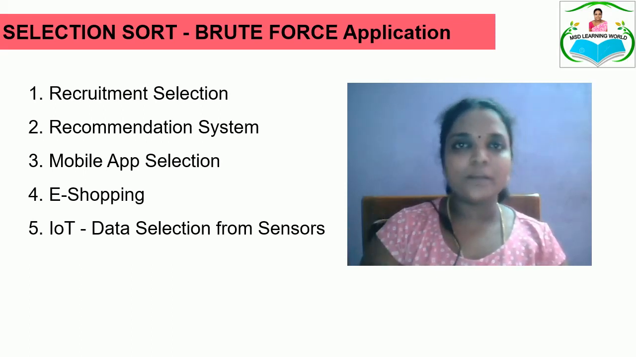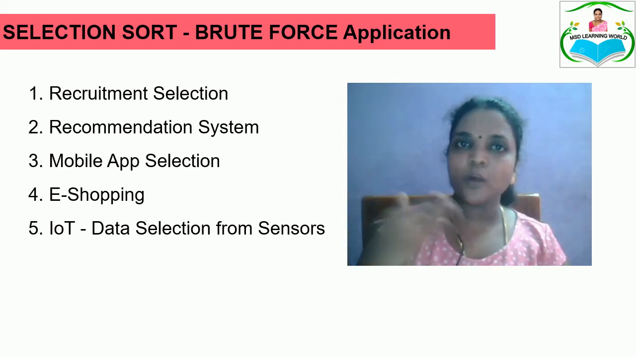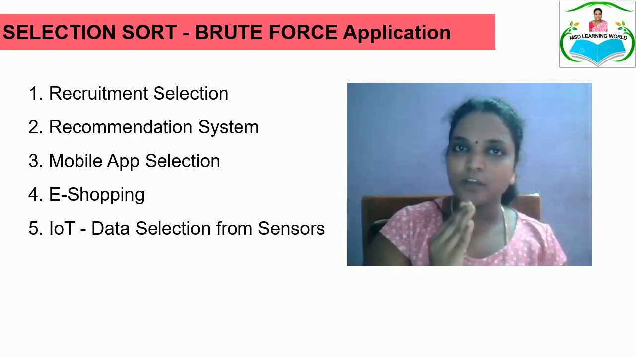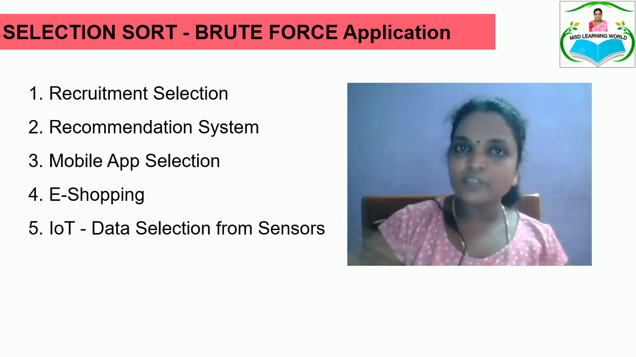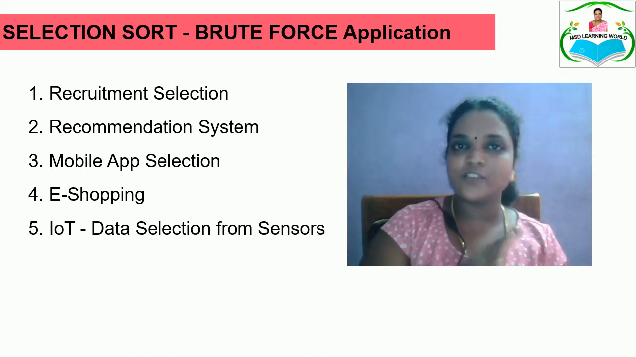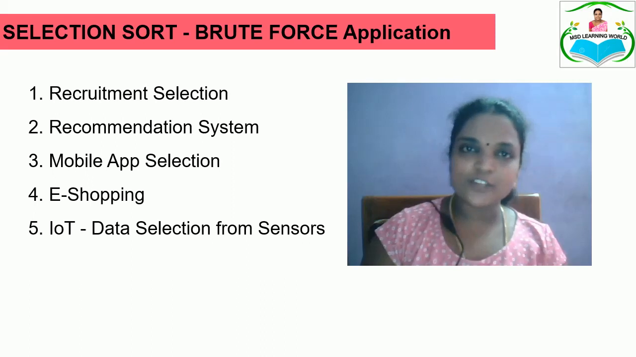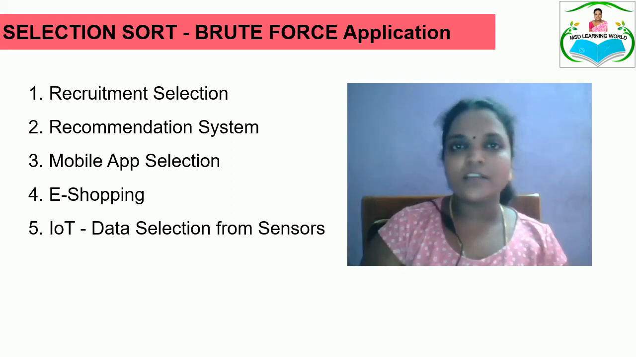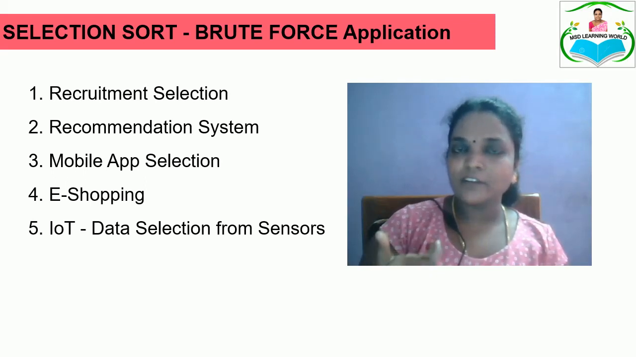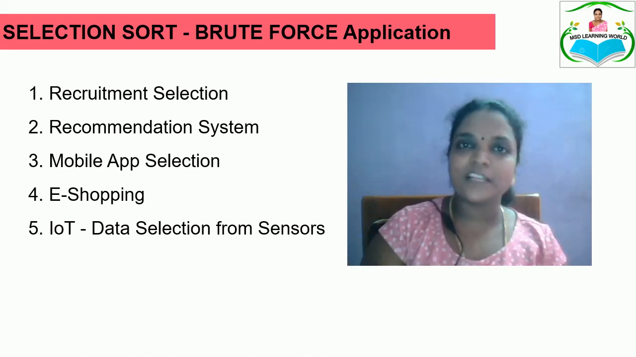When you take an e-shopping application, when you take Amazon, suppose you give the query that you want to buy a shirt between the range 200 to 800 rupees. So, there comes the selection sort. The machine will be selecting all the shirts ranging from this price and it will be placed in ascending order. There comes the selection sort. Then take the IoT applications. When you want to select the data which is more efficient from the particular sensors, the data selection from the sensors is done by the selection sort.